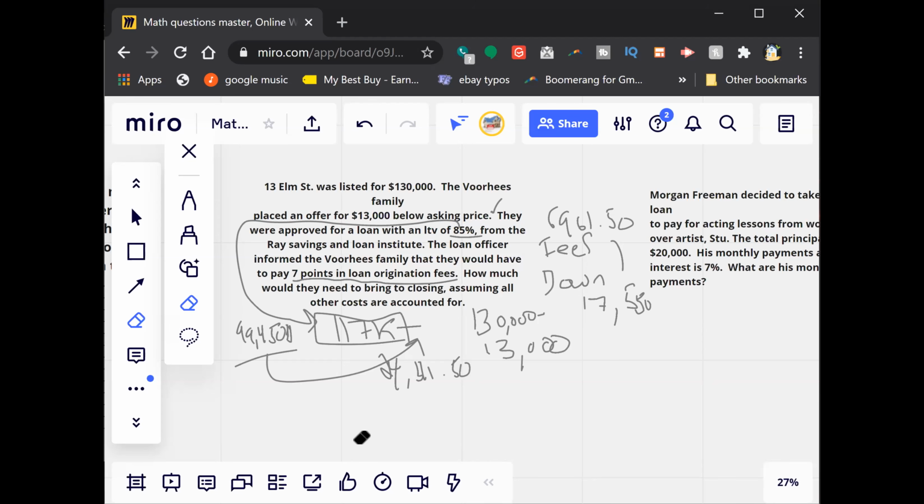So what happens is from the 117,000, you subtract the loan amount. Then that would yield you the down payment, and you just add that into the points.